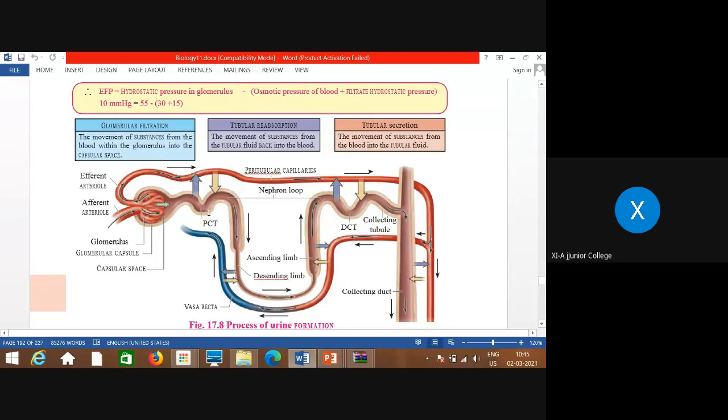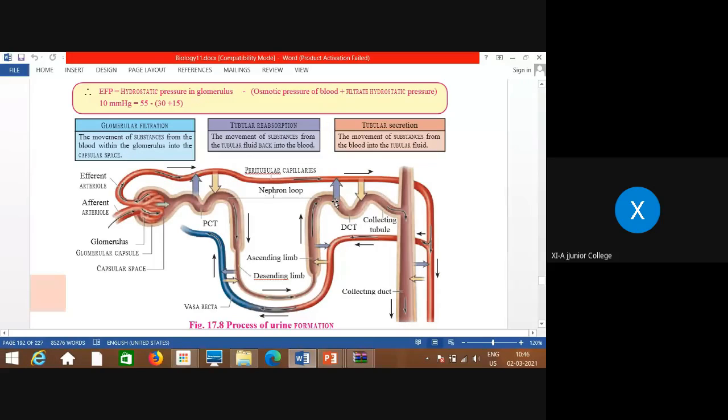In the PCT, the inner wall layer of the epithelium shows the presence of microvilli, which gives the appearance of a brush border, which is helpful in increasing the surface area, which helps in maximum reabsorption. So maximum reabsorption takes place in this region and in the loop of Henle.